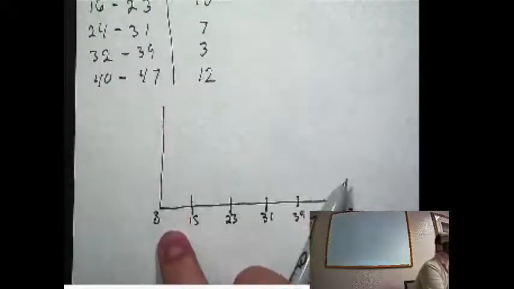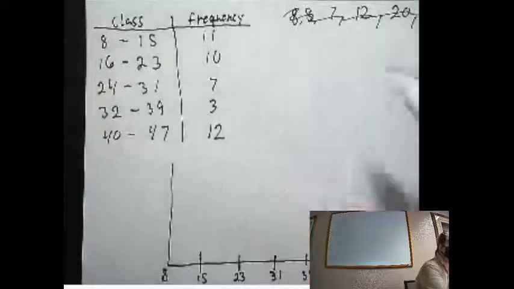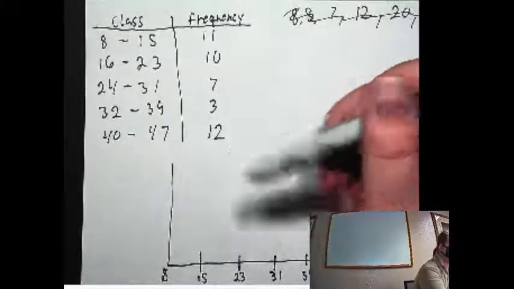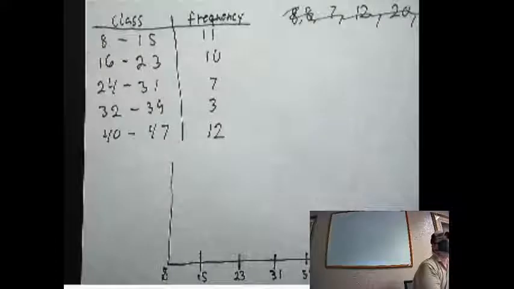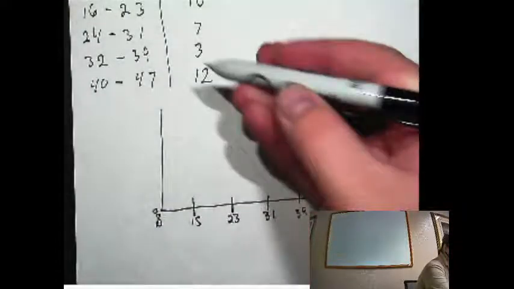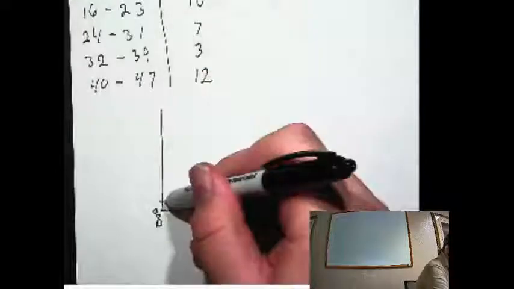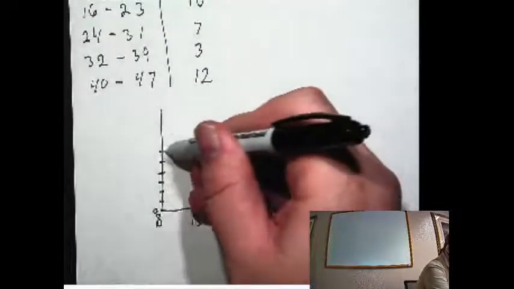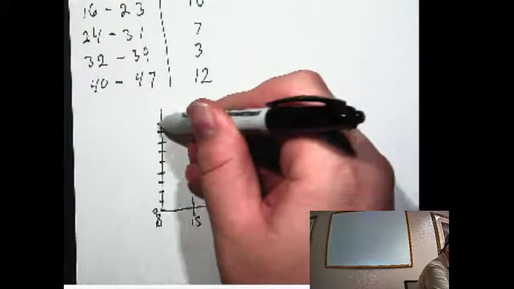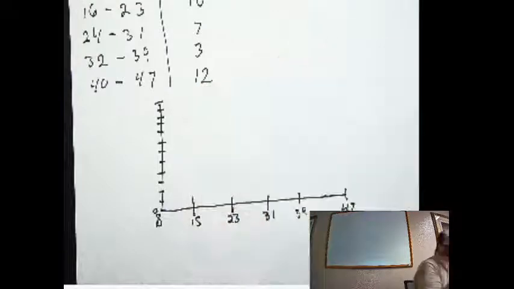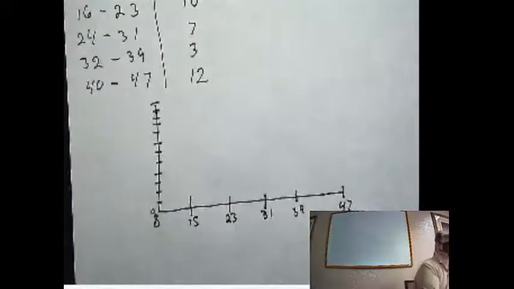Now we need our frequency. So scale for our frequency. Well, the lowest number we have here is 3, and the highest number we have is 12. So we can probably go ahead and start at 0 and then go to 12. So 0, 1, 2, 3, 4, 5, 6, 7, 8, 9, 10, 11, 12. Whew. Excuse me.